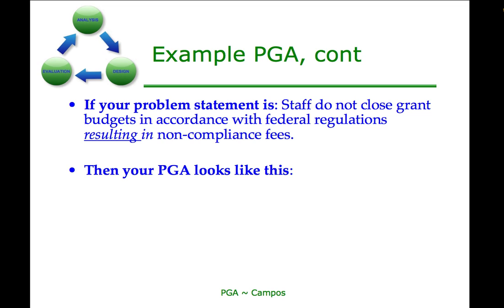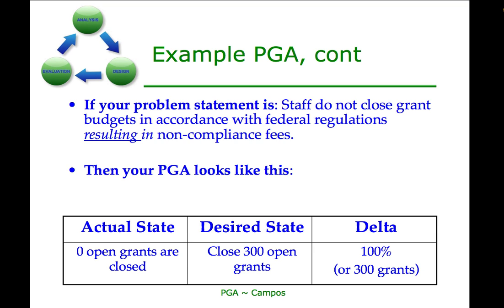So, going back to our examples, if the problem statement is, staff do not close budgets in accordance with federal regulations resulting in non-compliance fees, and again there's two parts here. We have employee performance that's resulting in organizational impact. Our performance gap analysis is going to look something like this. Our actual state, our current state, 0% of grants are closed. Open grants are closed. In the desired state, they want 100%. So the difference or the delta here that we're targeting is 100% of those open grants.